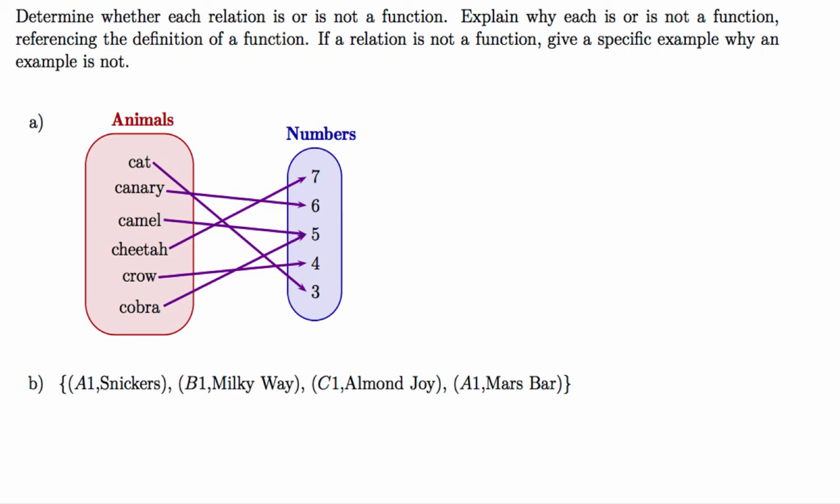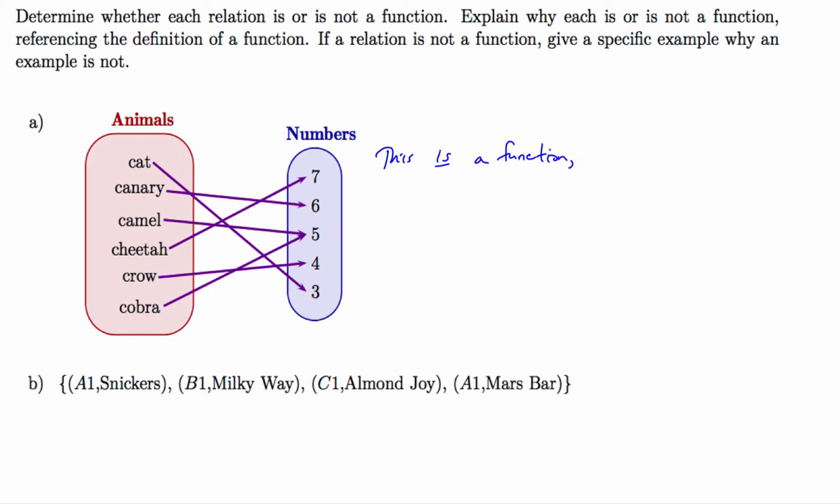To determine whether it is or is not a function, you have to stop and ask yourself, for each animal that I stated, how many numbers were paired with it? Well, each animal was paired with exactly one number, and therefore each input is paired with exactly one output. This is a function.